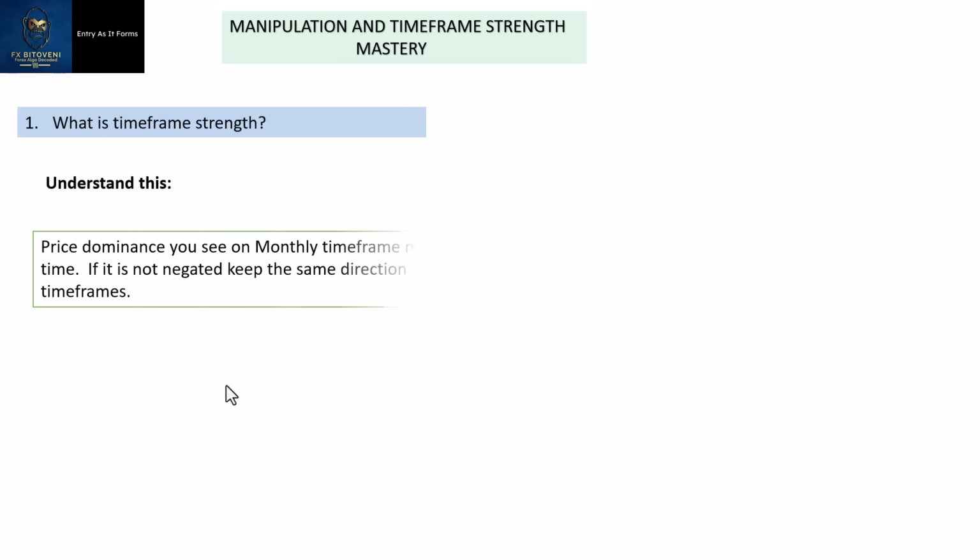So understand this. Price dominance you see on a monthly time frame must be negated on a monthly time frame. Hope you understand. If it is not negated, keep the same direction. Do the same in all time frames.